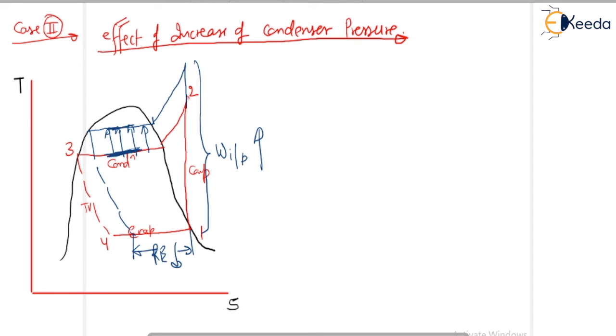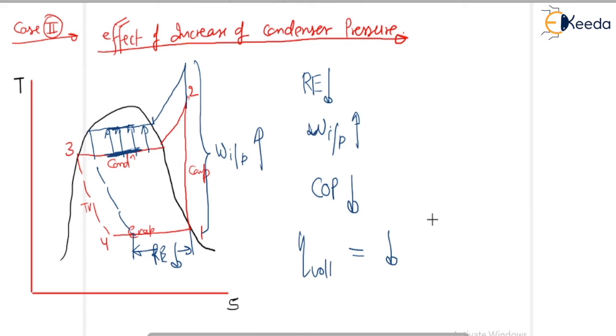decreased, and due to the decrement of refrigeration effect and due to the increment of work input, the value of COP is going to be decreased. The volumetric efficiency is also going to be decreased. So let's move over to the third case, and this is our last case.